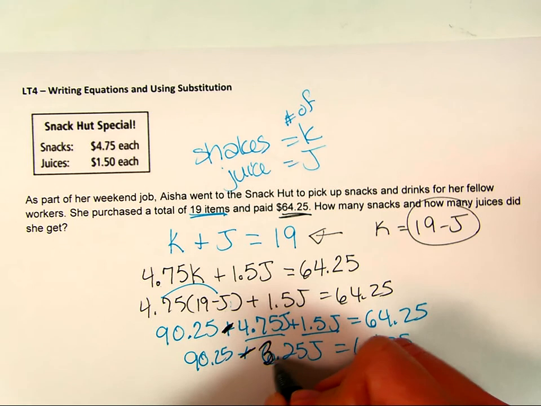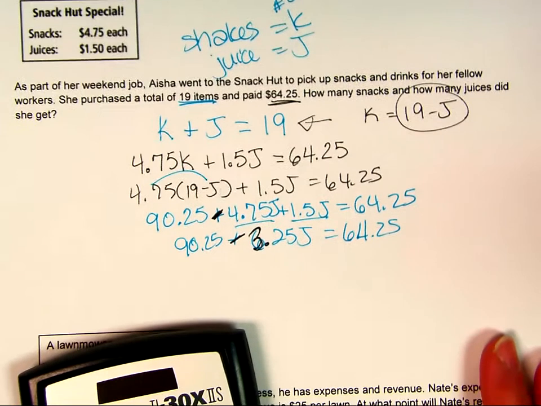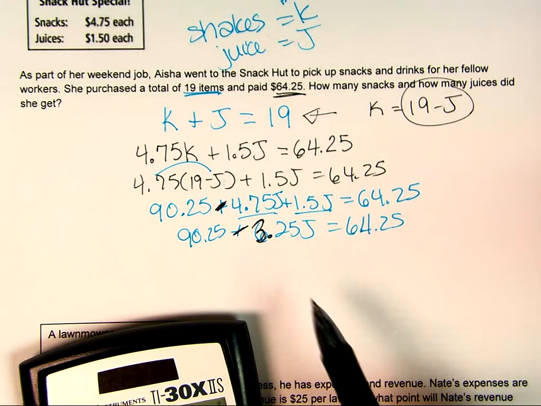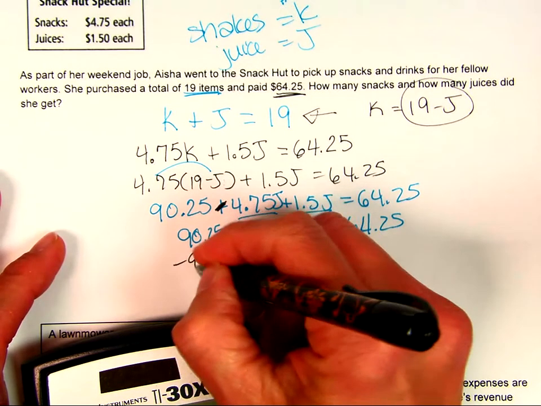Isn't it fun to make mistakes? It's only good if you can find them. Okay, I knew that was wrong because I knew I was going to get a negative here and I wasn't going to get a negative there. That was my tell. Okay, I'm going to subtract 90.25 from both sides.